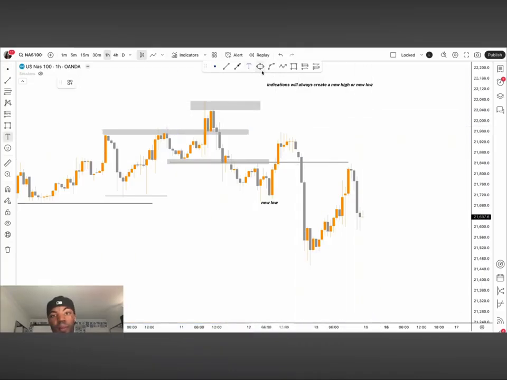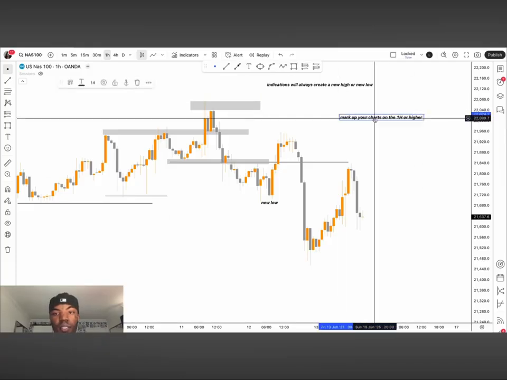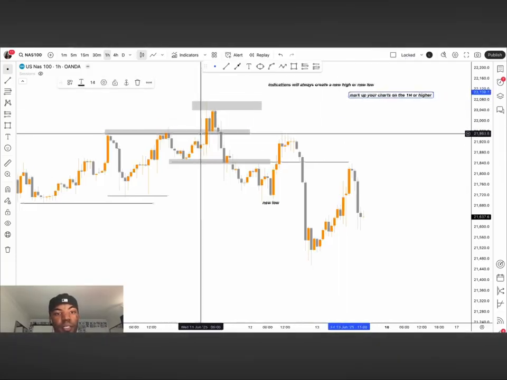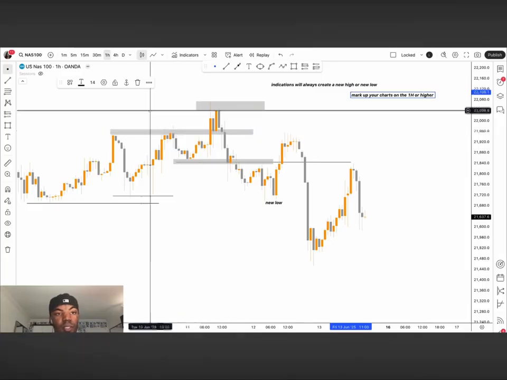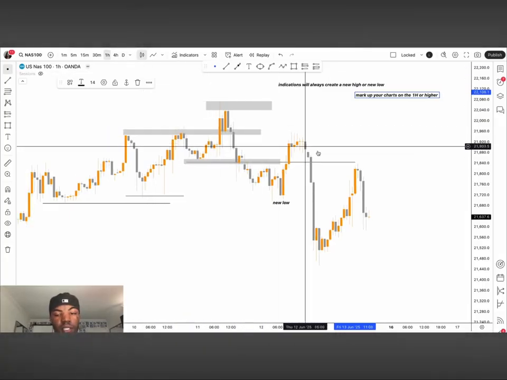So once again, remember, mark up your charts on the 1 hour or higher, right? So higher time frames only when it comes to marking up these levels, because they hold really, really strong. So let's break down some entries, right?